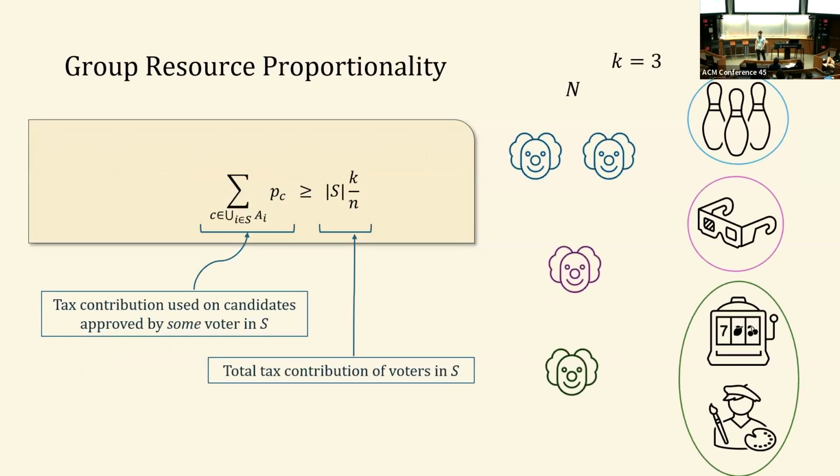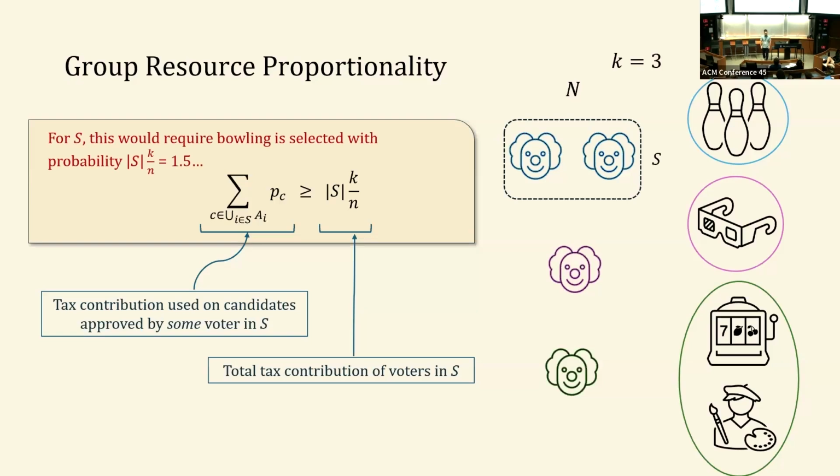So if we consider an altered version of our original example, where we have now 2 voters that approve of 1 of the 4 candidates, we need to select 3 candidates. Then it's easy to see that if we consider these 2 voters and call them S, that cardinality S times K over N is now 1.5, but they only approve of 1 candidate. So this inequality cannot be satisfied for them because we can't select bowling with probability 1.5.